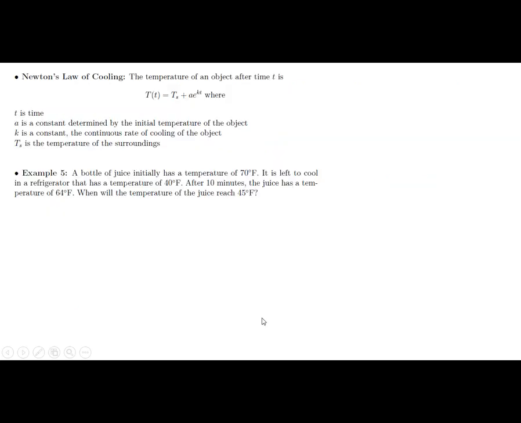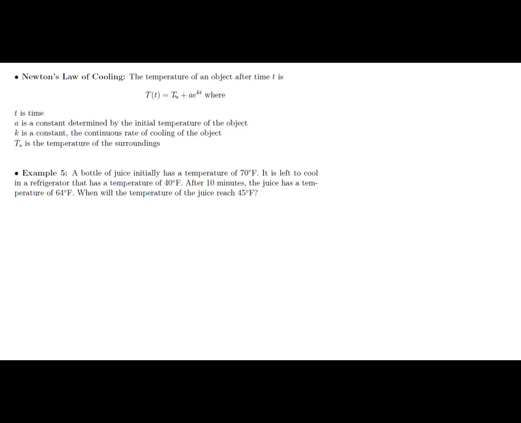All right, so another different type of example we're going to take a look at here is what's referred to as Newton's law of cooling. Okay, so here's the formula for Newton's law of cooling. The temperature of some sort of object is going to be equal to the temperature of your surroundings plus this A times e to the kt.